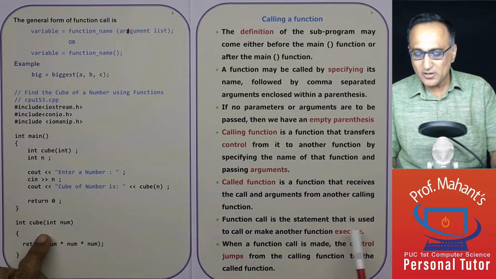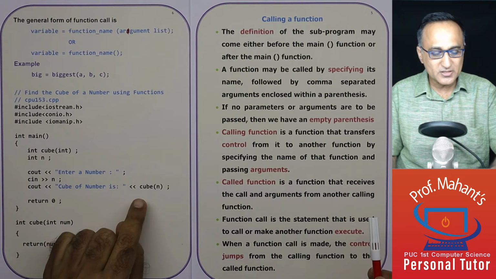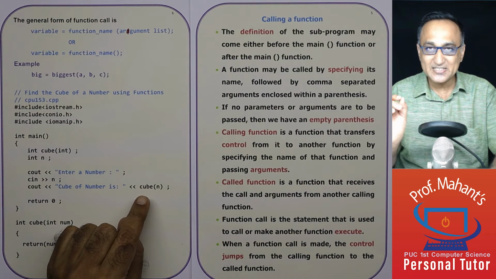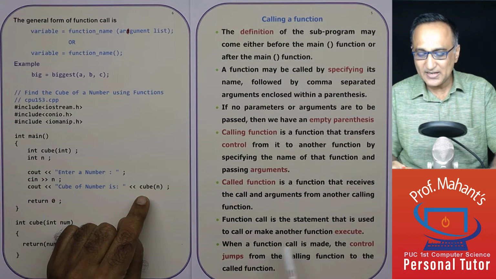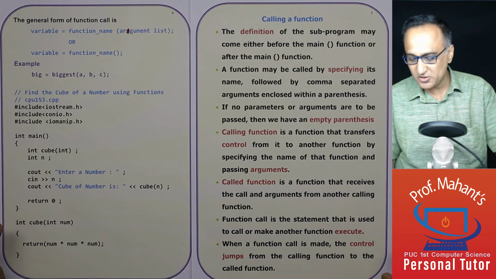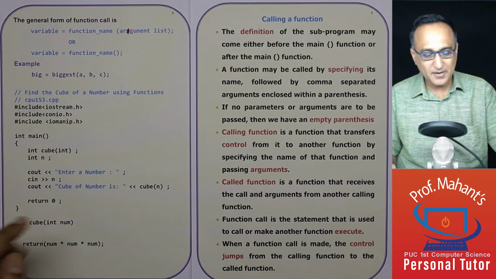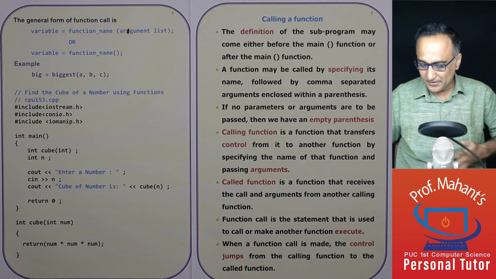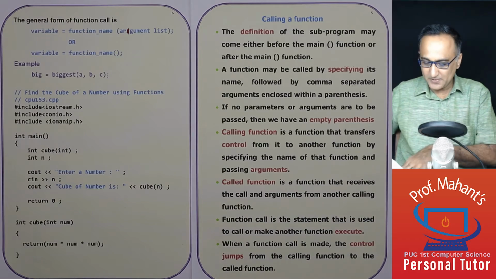Function call is a statement that is used to call. So this is a function call. Cube_n is an example of a function call. It is a simple instruction or a statement that is used to force this cube code to execute. When a function call is made, the control is transferred from main to here. This I have repeated any number of times.